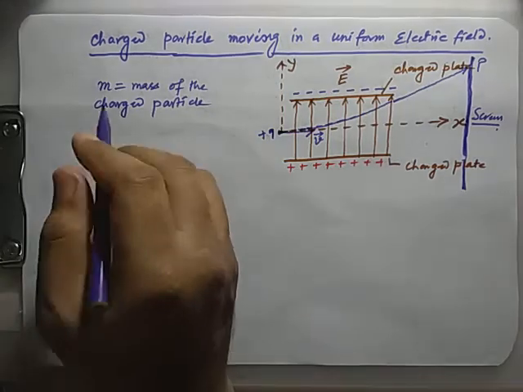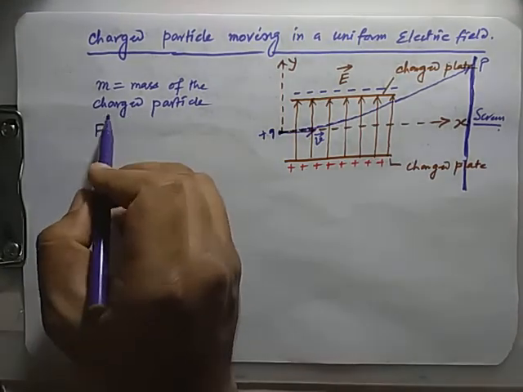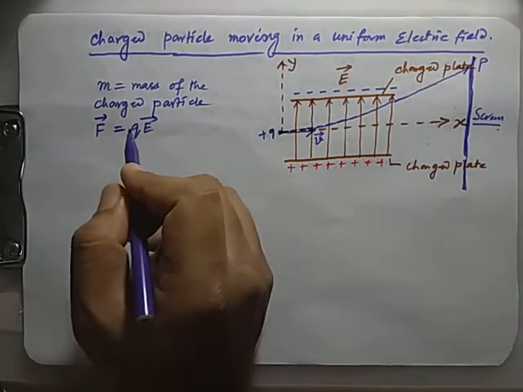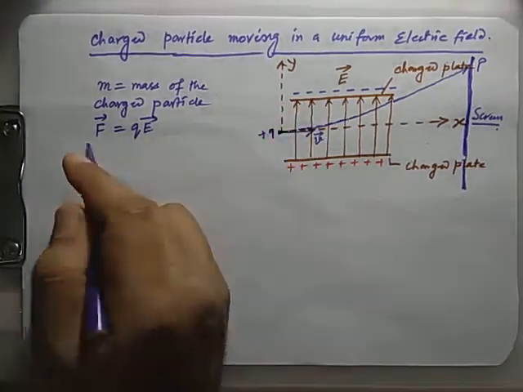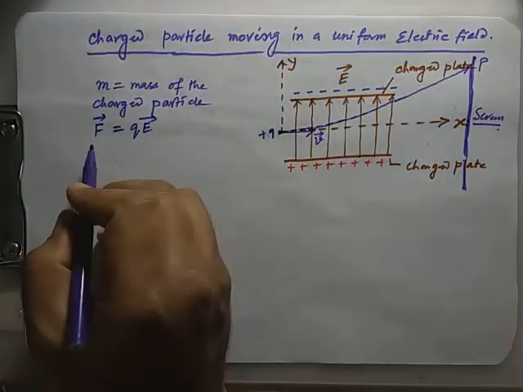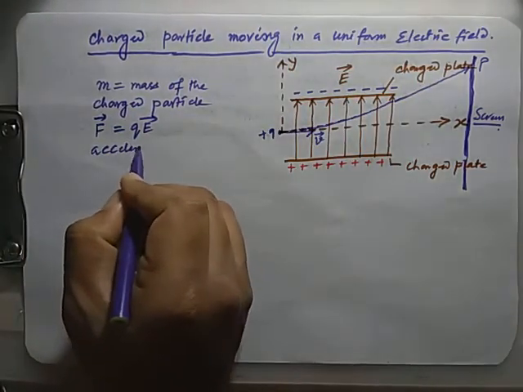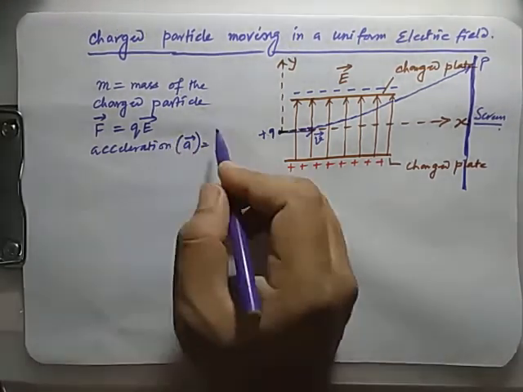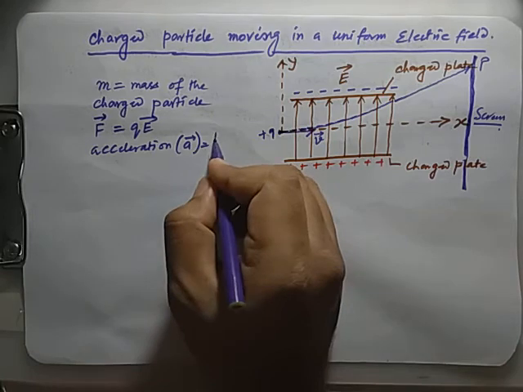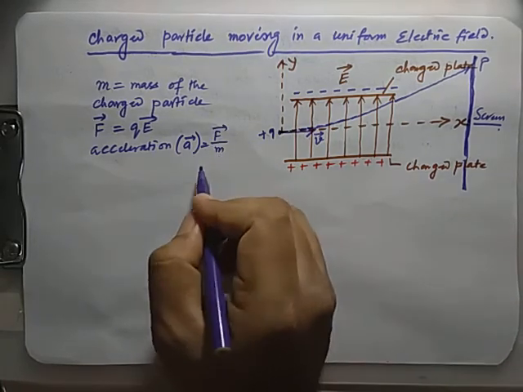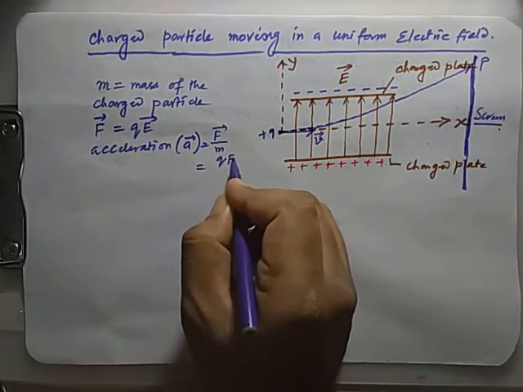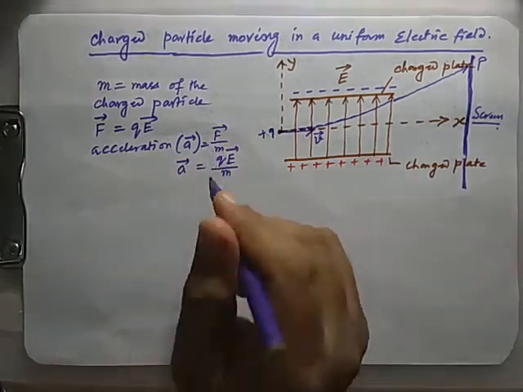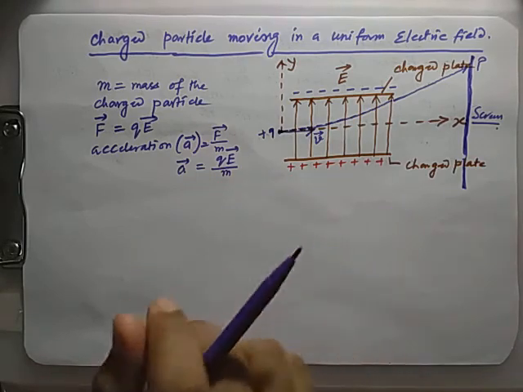So how much force is applying? So F vector is equal to Q into E. So what is the acceleration on the charged particle in the y direction? Acceleration, a vector, is equal to force by mass, so F vector by m. F means QE, so a is equal to QE by m. So this is the acceleration.